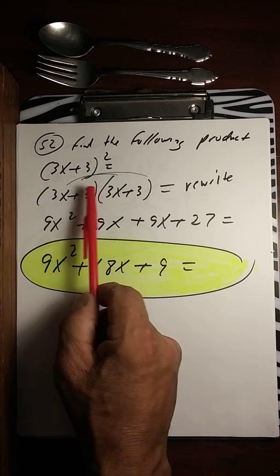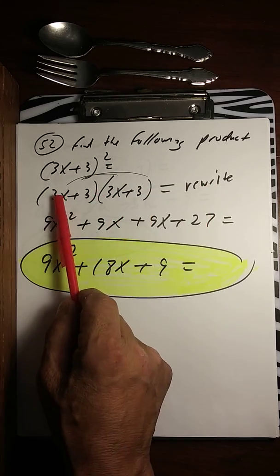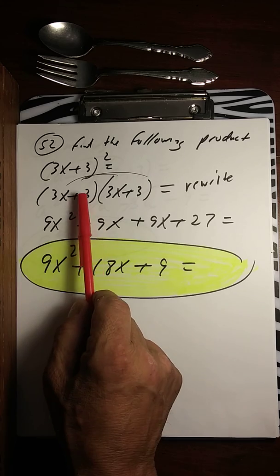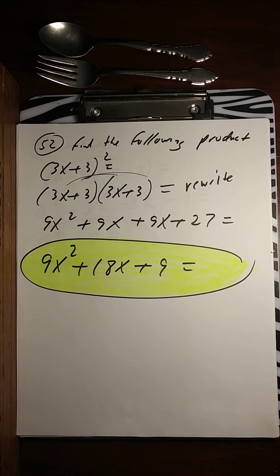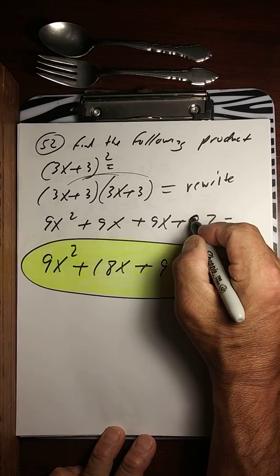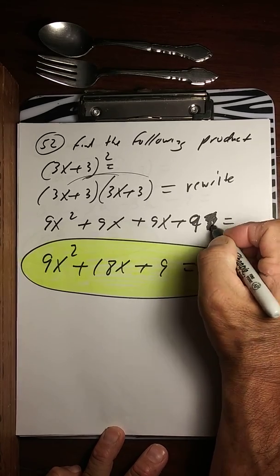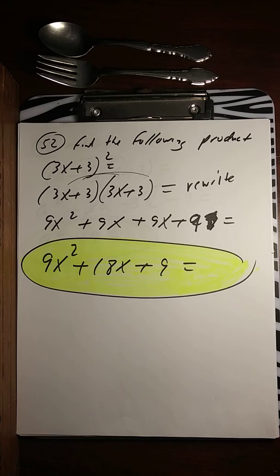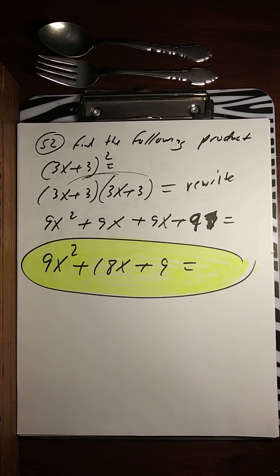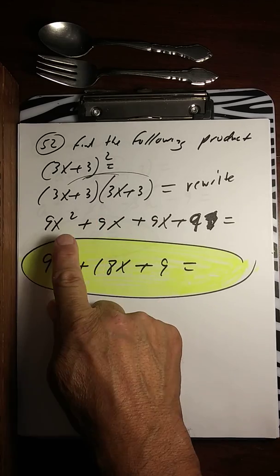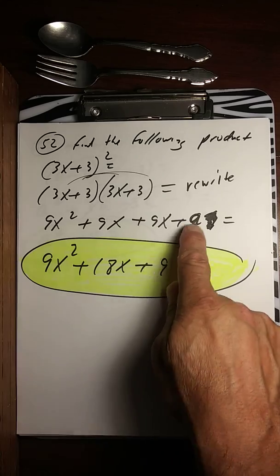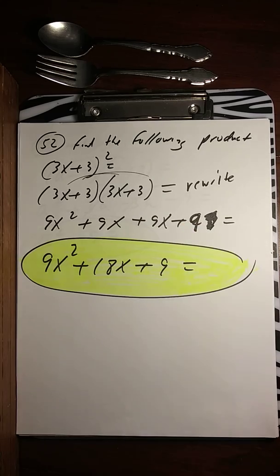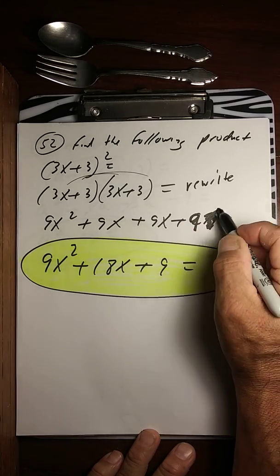Alright, square means twice, rewrite it. So that times that is 9x squared, that times that is 9x, that times that is 9x, and 3 times 3 is a 9. Let's fix this right here, right now. Alright, so now, 9. There we go. So, we have 9x squared, 9 and 9 is 18x plus what? 9. And then this is not there. Just forget about that. There you go.